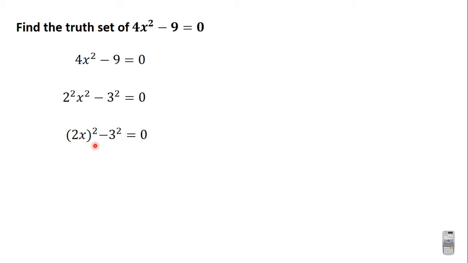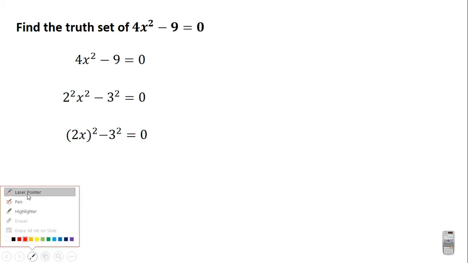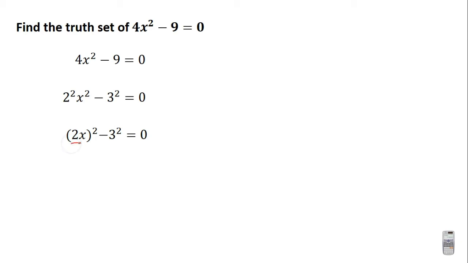If you look at this very carefully, you can see that it is a difference of two squares, because you have the first term squared minus the second term squared. So we have been able to write this expression as a difference of two squares.